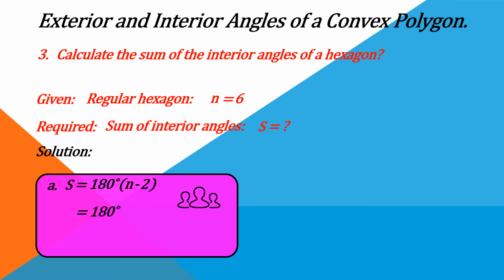Now, for our solution, letter A, S is equal to 180 degrees multiplied by the quantity n minus 2. Substitute n as equal to 6: 180 degrees multiplied by the quantity 6 minus 2, and simplified, it is equal to 720 degrees. And this is the required answer in the problem.